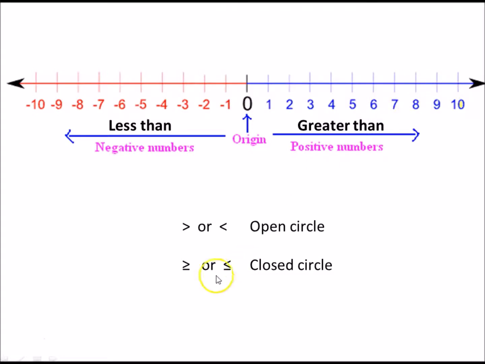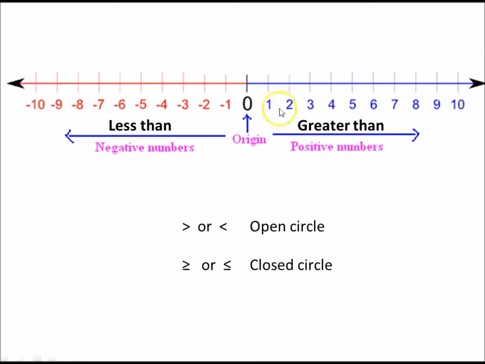If you have greater than or equal to, or less than or equal to, then your solution is going to have a closed circle. Wherever that may be on this number line, we're going to have a closed circle. The other thing that we talked about was that greater than or less than.